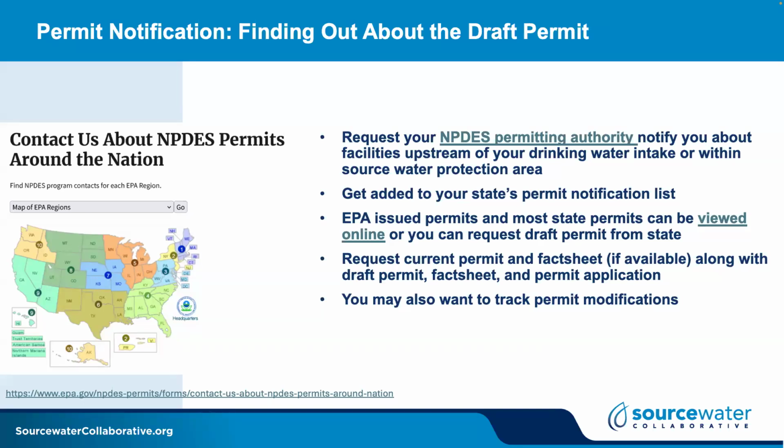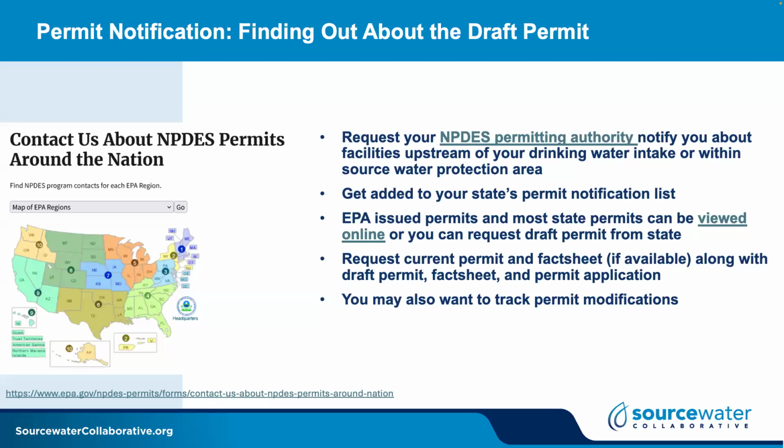But of course, you can request that your state permit writing authority notify you of any facilities upstream of your drinking water intake or within your source water protection area. Most states have permit notification lists, and you can request to be added to that email list. And EPA does put all of their issued permits online, as well as most states, but not all states. If your state does not put that information online, you can certainly request that the state permit writer send you a copy of that draft.